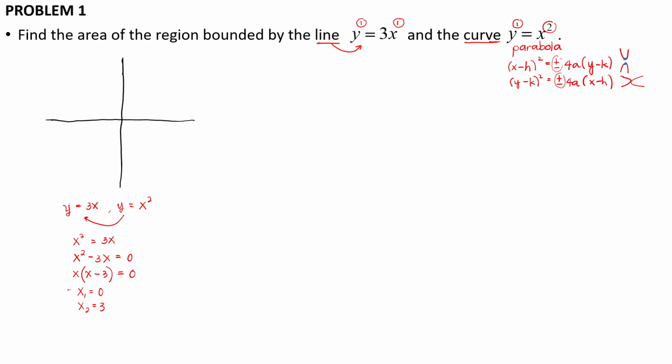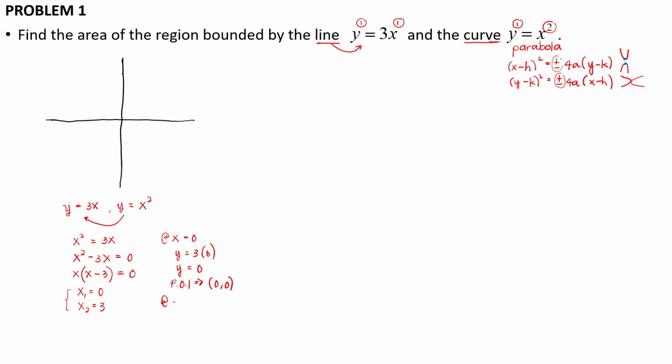So since we now have your two values of x, we can plug it in the first equation or in the second equation. Whichever equation you like, it will still give us the same answer. So at x equals 0, let's say we're using equation 1. y is equal to 3 times 0, so y is equal to 0. So the first point of intersection is at (0, 0).